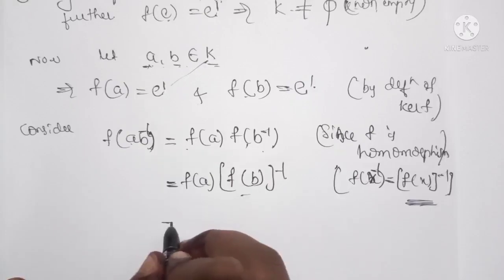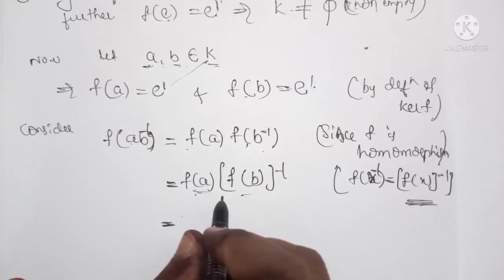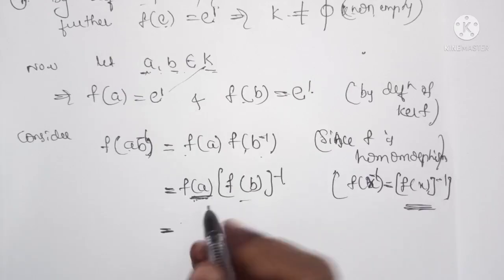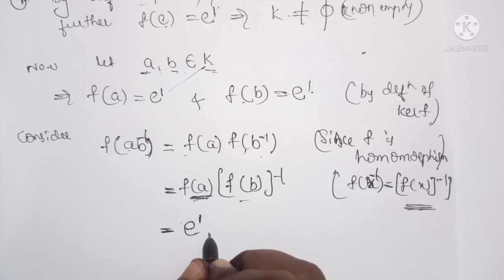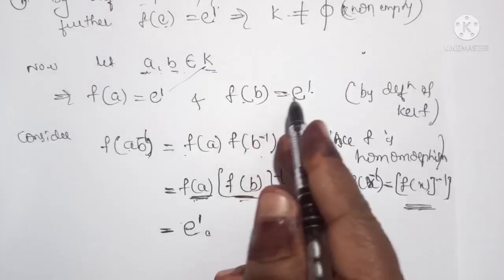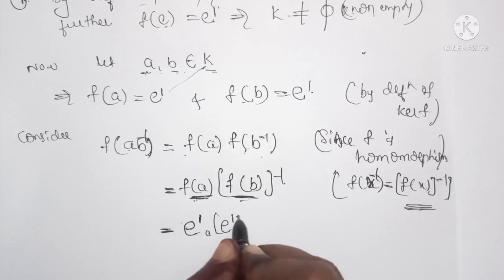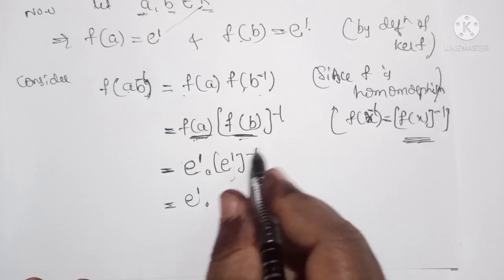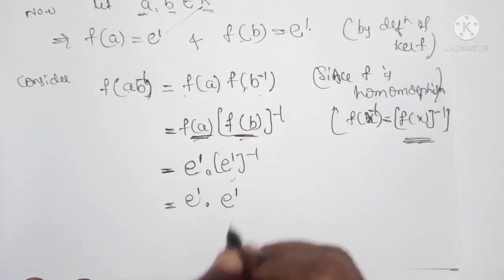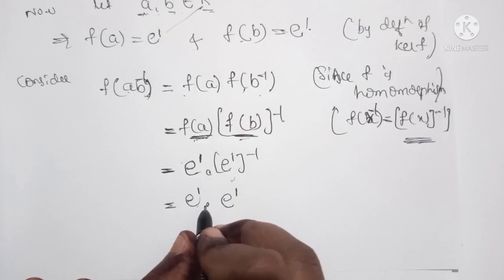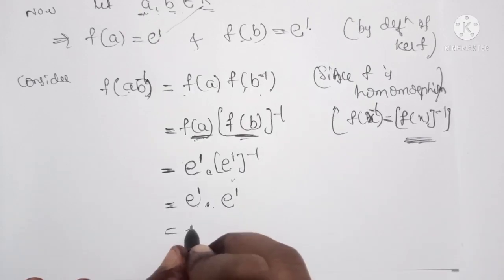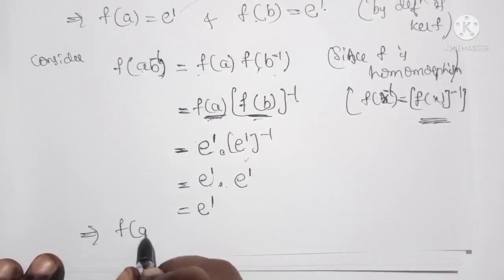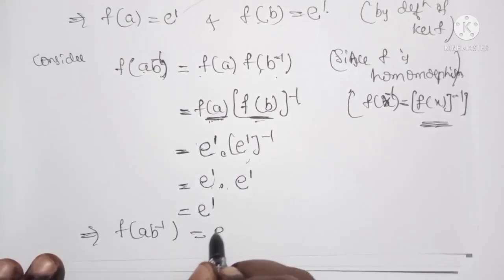Okay, therefore, since f of A, the images of all the elements in K, map to the identity element, we can write it as E dash. This f of B is also equal to E dash whole inverse, right? We know that the identity element's inverse is equal to the identity element itself. Therefore we can write it as E dash into E dash, which is equal to E dash again. Therefore f of AB inverse equals E dash.